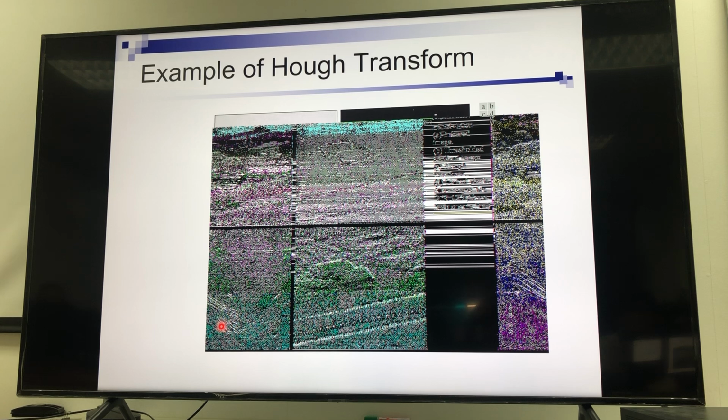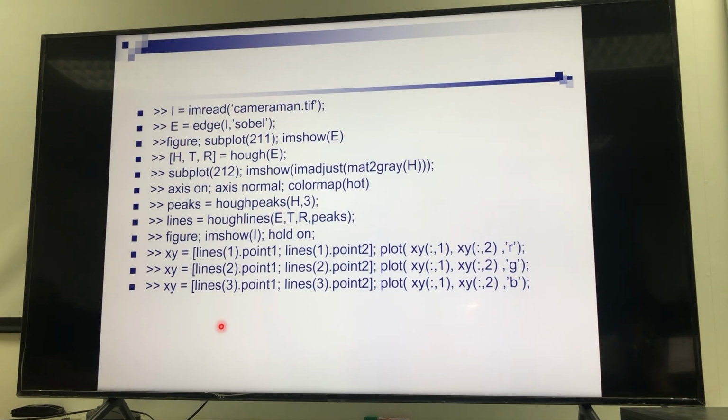Unfortunately, we don't have this image. Anyway, this is how you do the Hough transform. Go ahead and do this.